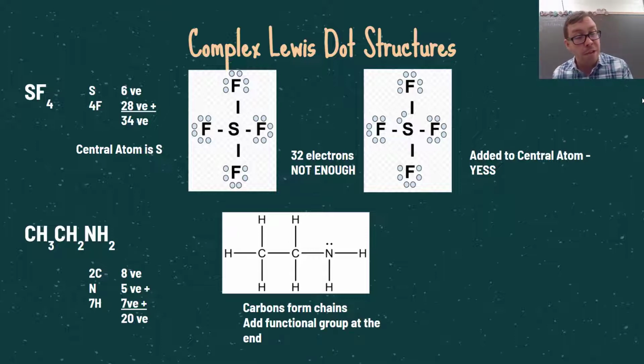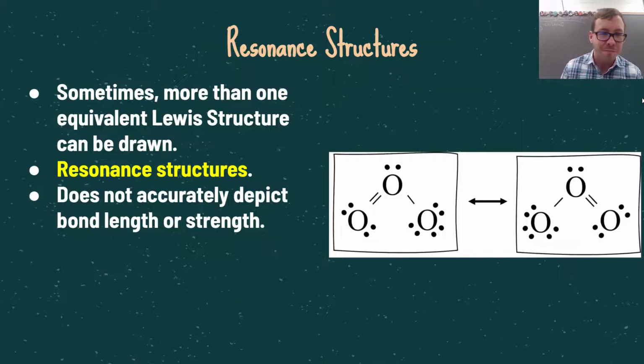Remember that carbons form those chains, and what we have at the end there is NH2, which is an amine functional group. We won't talk a whole lot about that today. But again, just writing them out and drawing them as they are written is going to be really, really helpful for you to understand how to draw complex Lewis dot structures.